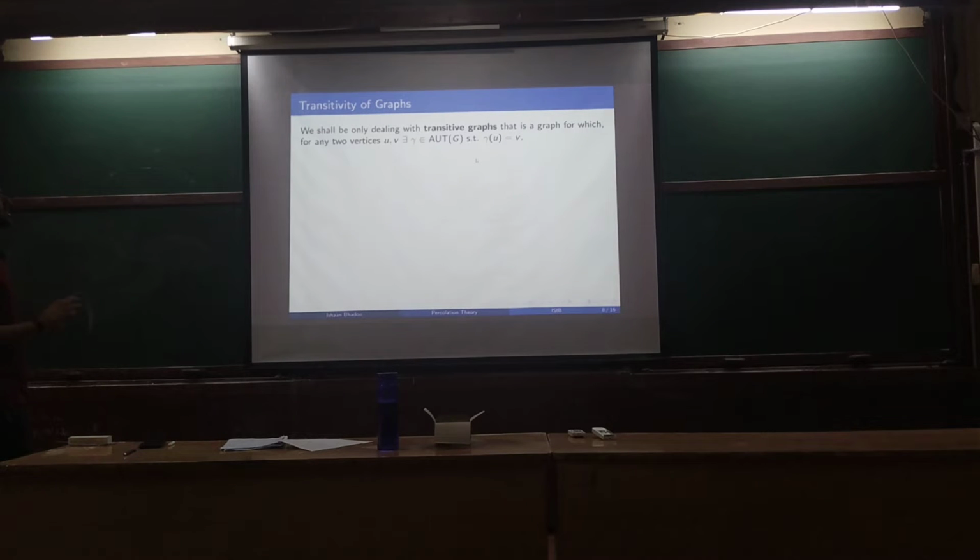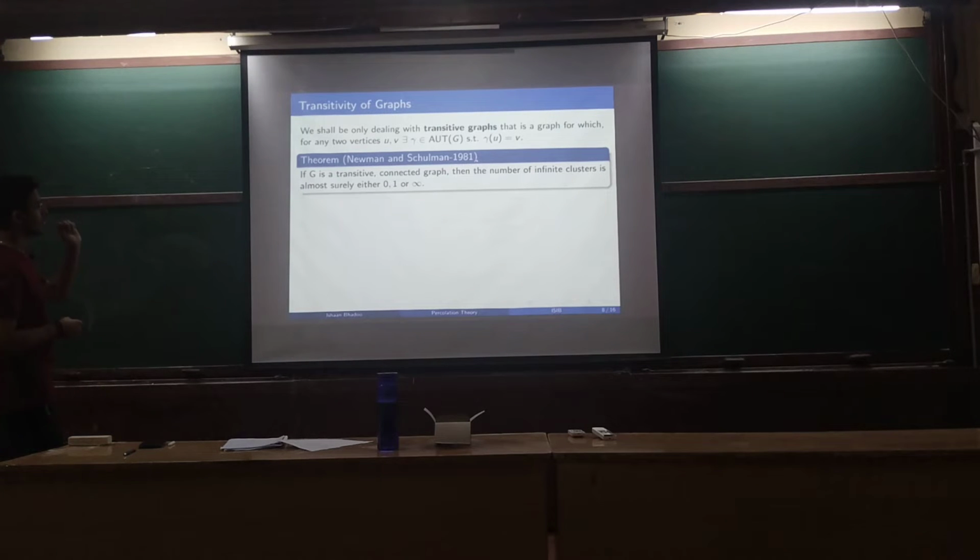So we'll only deal with transitive graphs. I'll just define it. Transitive graphs just means that if you have any two vertices, the graph looks the same from all the vertices basically. So if you have two vertices u and v, there's an automorphism of the graph G which takes u to v. An automorphism just means a bijection which preserves the adjacency relations. Okay, so that's an automorphism.